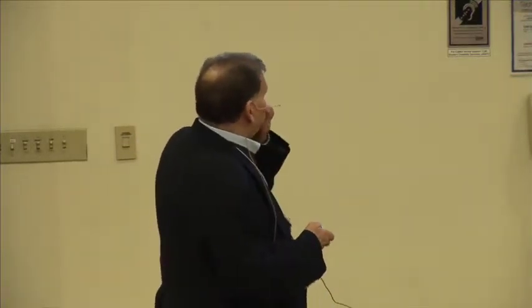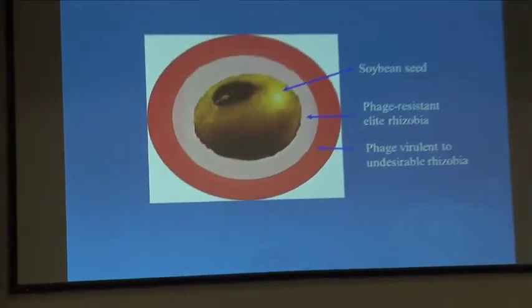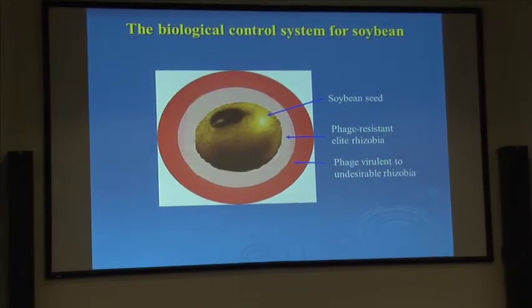What is the take-home message here? That if we add these resistant strains and susceptible strains and the virus, the resistant strains will always have a much better chance of nodulating the soybean. This is a similar trend or example, but using different strains and different soybean cultivars. This will lead us to what we have been trying to accomplish.